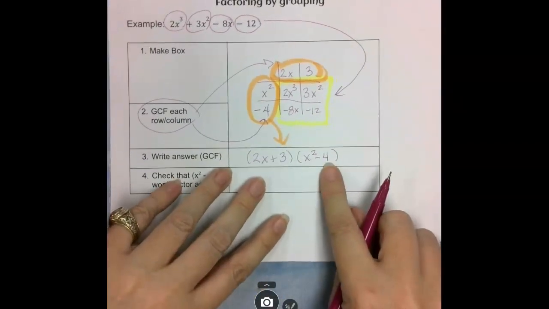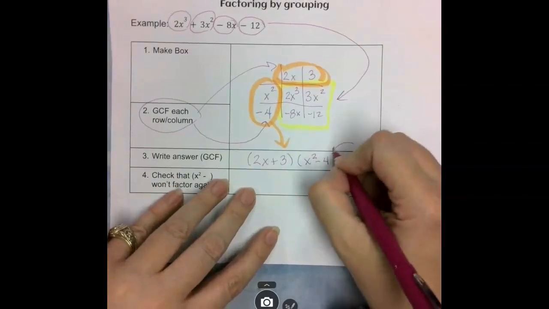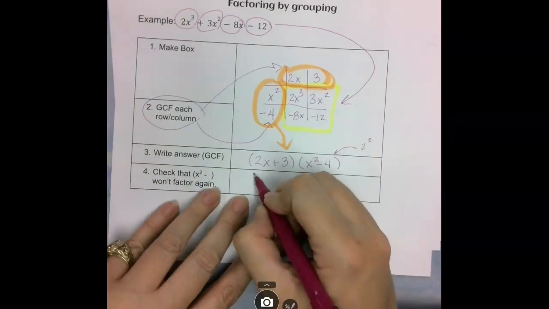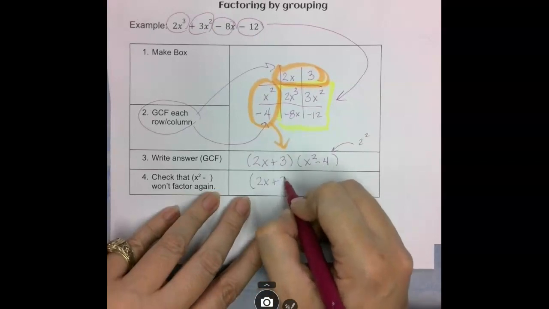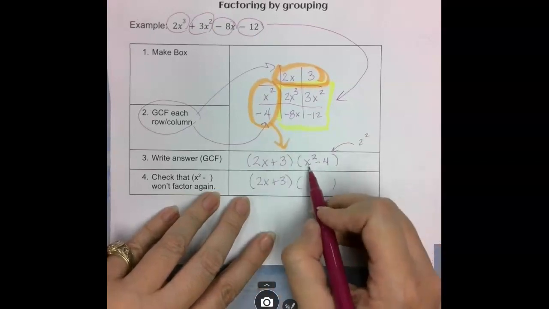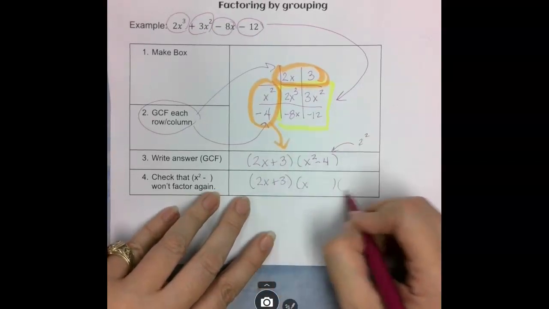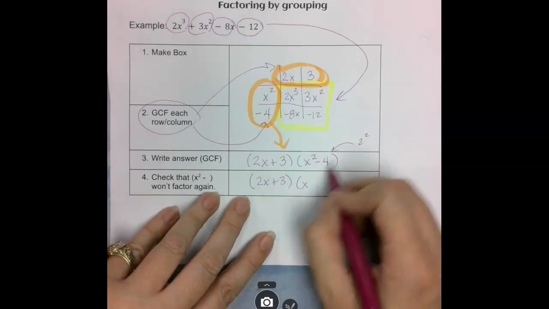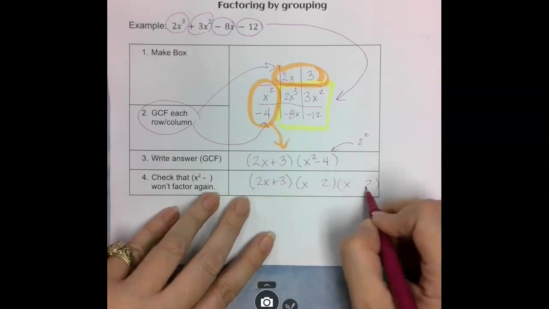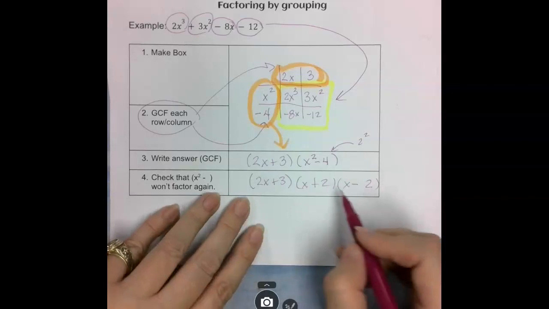This one is perfect squares because 4 is 2 squared. So this one I can factor this part one more time. This would be x and x, and this is 2 and 2, plus and minus, and I'm done with my problem.